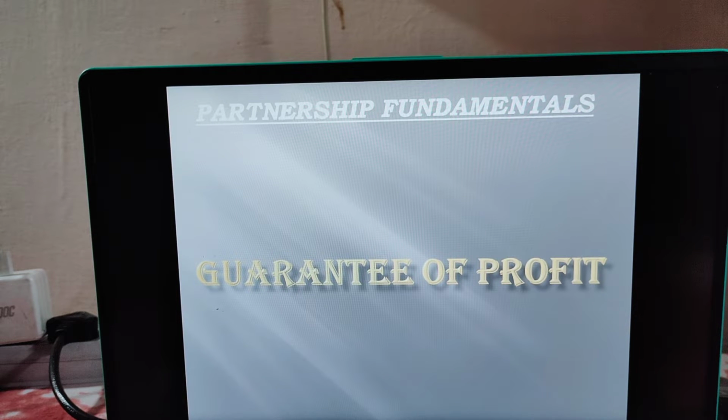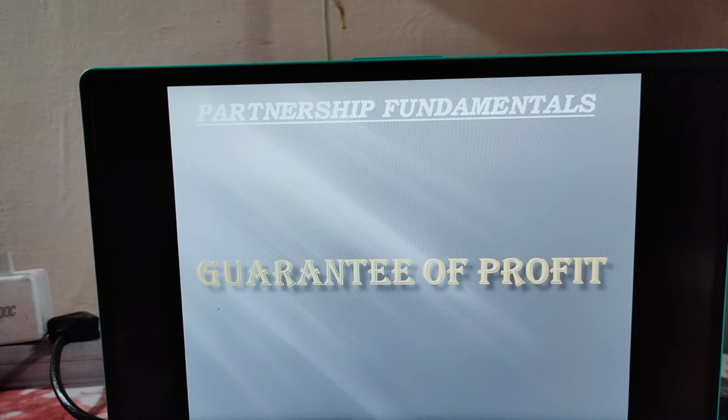If the actual share of profit works out to be less than the guaranteed amount, in that case the deficit amount shall be borne either by the firm or by any partner as the case may be, because the firm or partner has taken the guarantee. So if the actual amount of profit works out to be more than the guaranteed amount, in that case he is entitled to receive that actual amount.